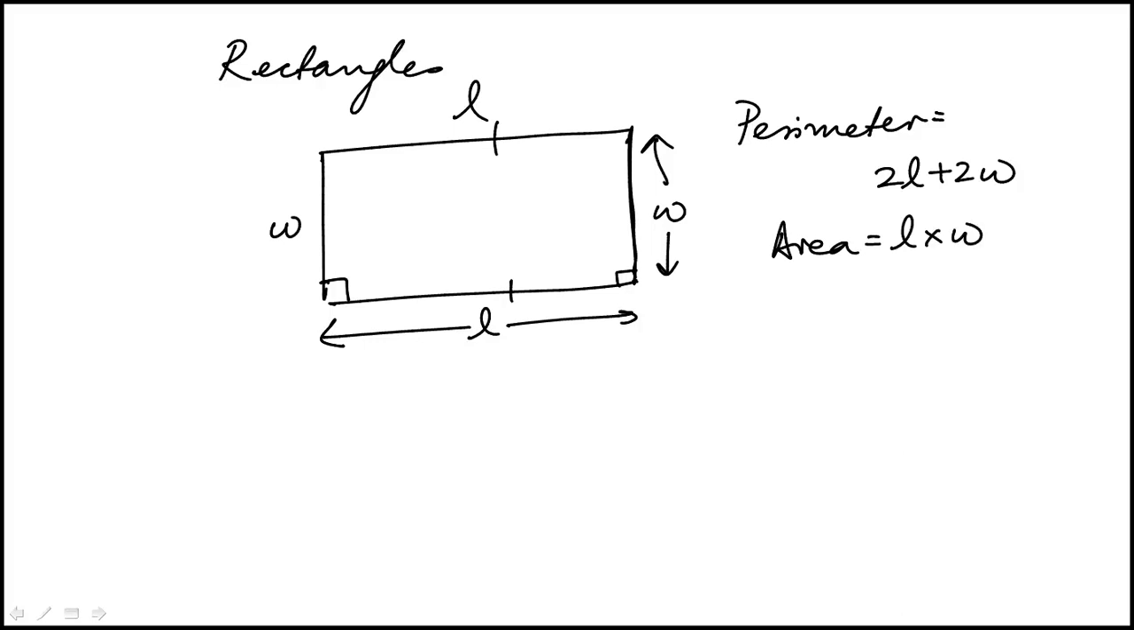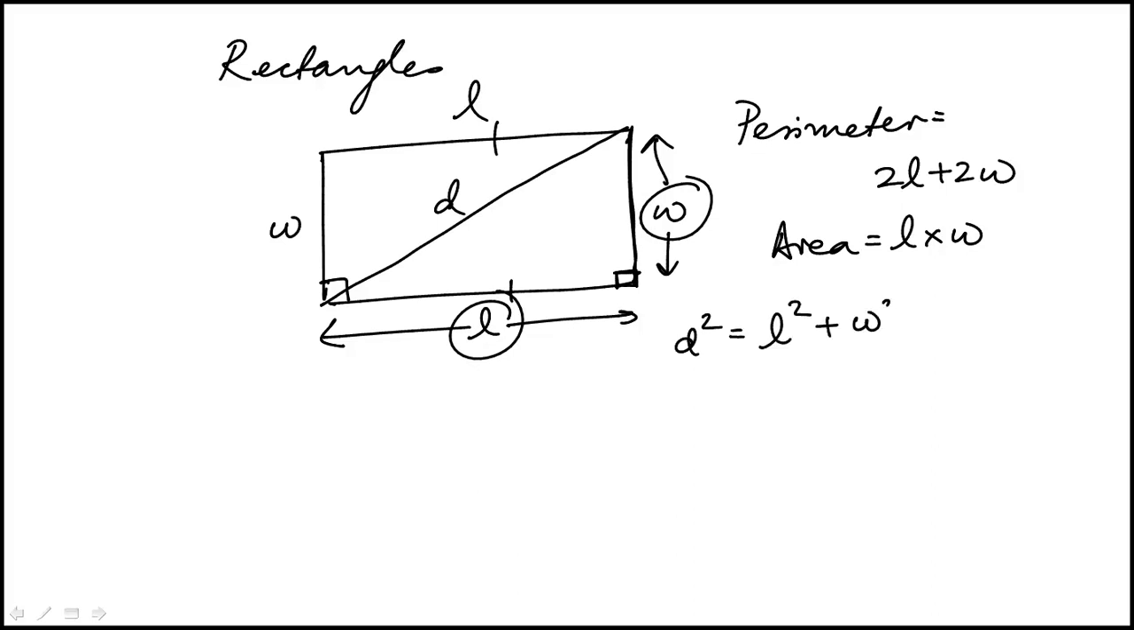Now, in the case of a rectangle, to find the diagonal, you create this right triangle here, and the two sides are length and width. So if the diagonal is D, we can apply the Pythagorean theorem. D squared is equal to L squared plus W squared, which means the diagonal is square root of L squared plus W squared. So you can use that relationship, or just apply the Pythagorean theorem to the given dimensions.